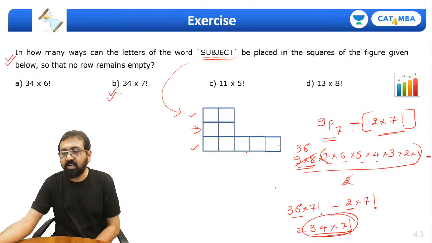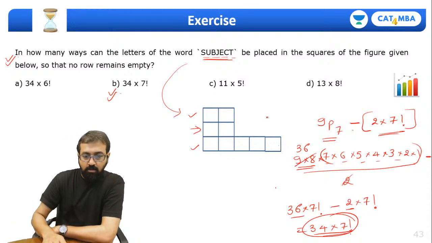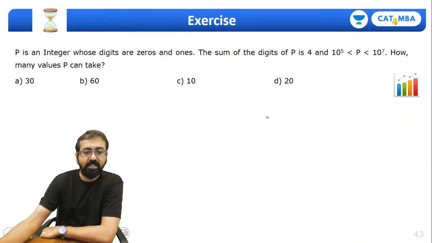Rajat, why are you saying 32 into 7 factorial? Okay. Yeah. Fine, guys. Let's look at the next one.